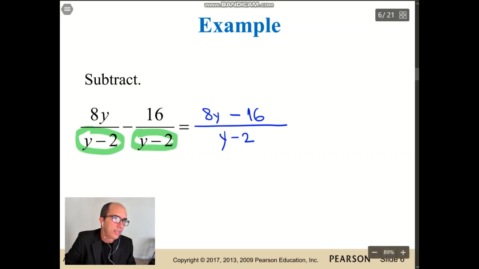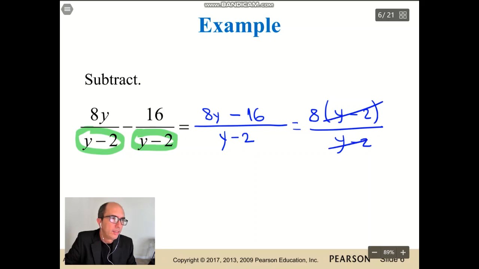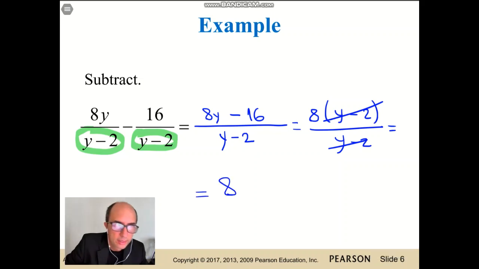And actually we can identify that this is a situation where you can simplify even further, because you can factor out 8 on the numerator, and this is going to result in 8 times y minus 2, right, over y minus 2. And it's possible to simplify, because y minus 2 over y minus 2 equals 1. The result is 8.